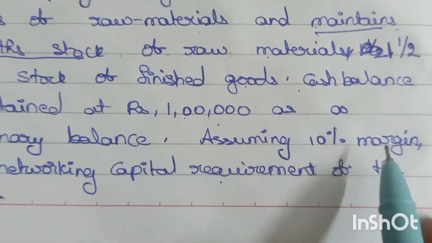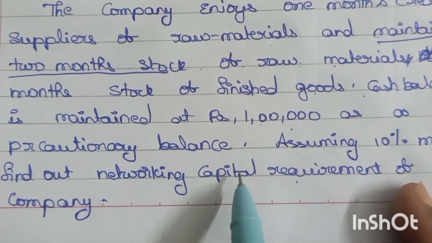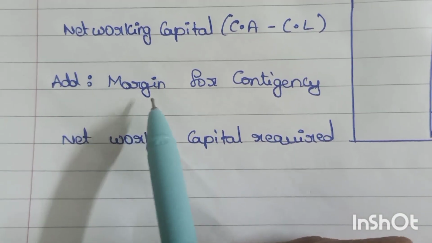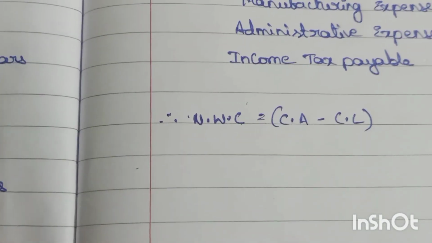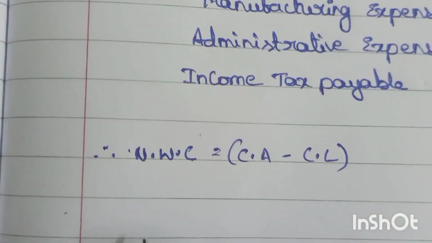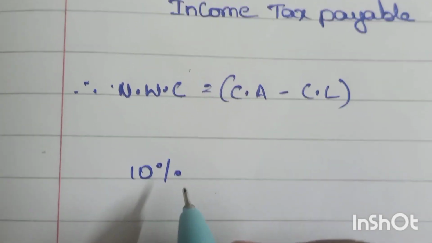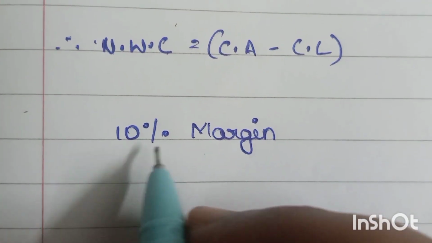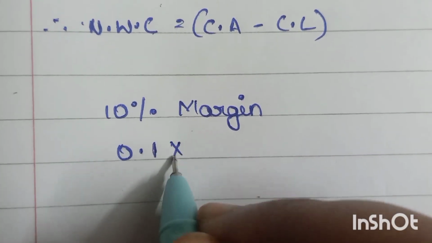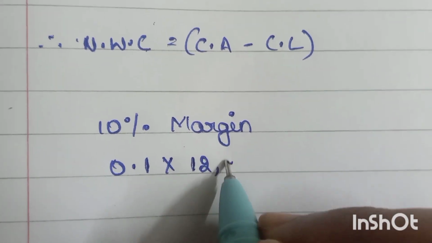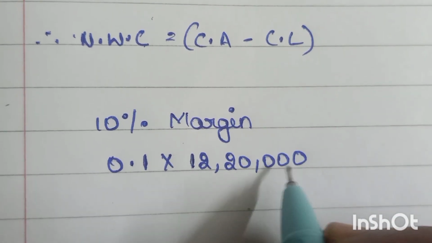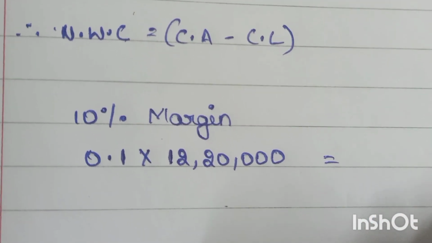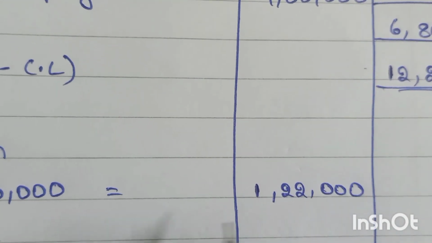In the sum, they ask us: assuming 10% margin, find out the net working capital requirement of the company. So what do we have to do? We have to add the margin. The percent given is 10%. When we change 10% into a decimal, it is 0.1. So 0.1 into net working capital, 12,20,000, is equal to 1,22,000.